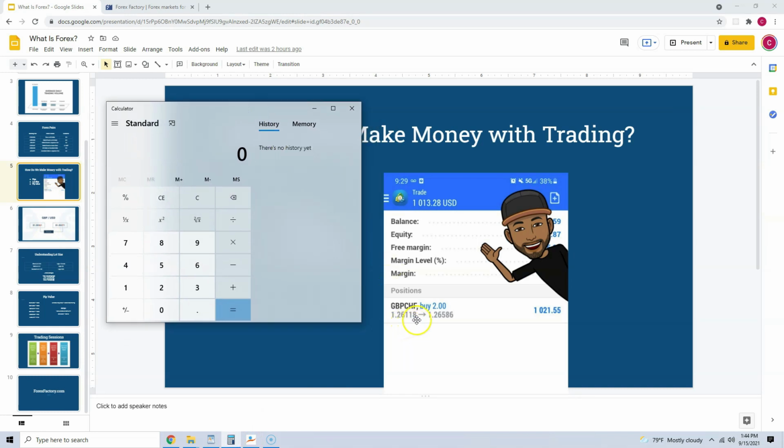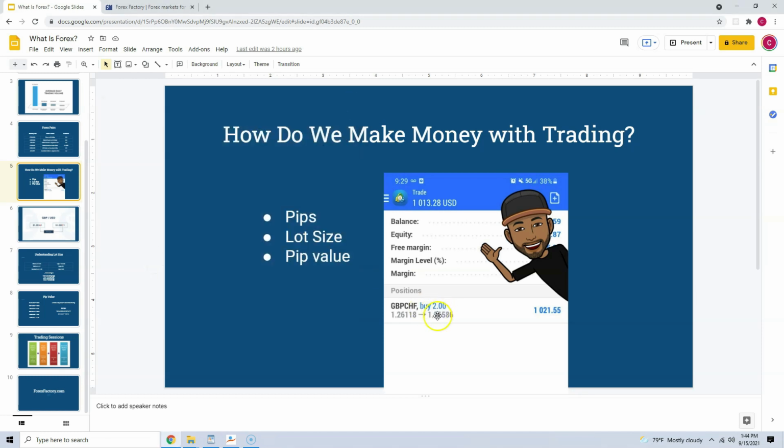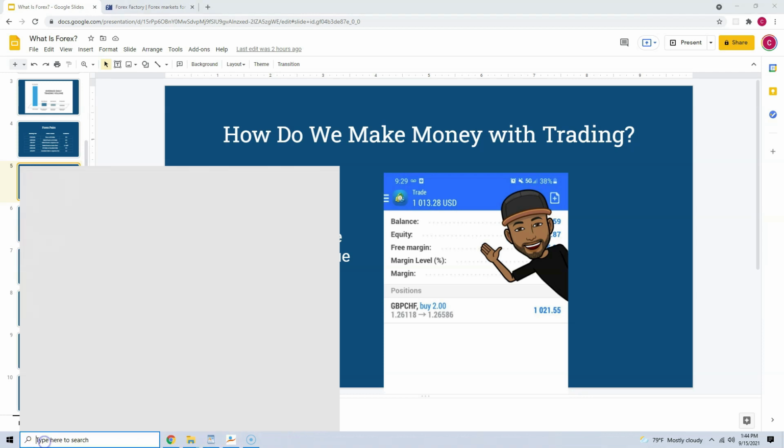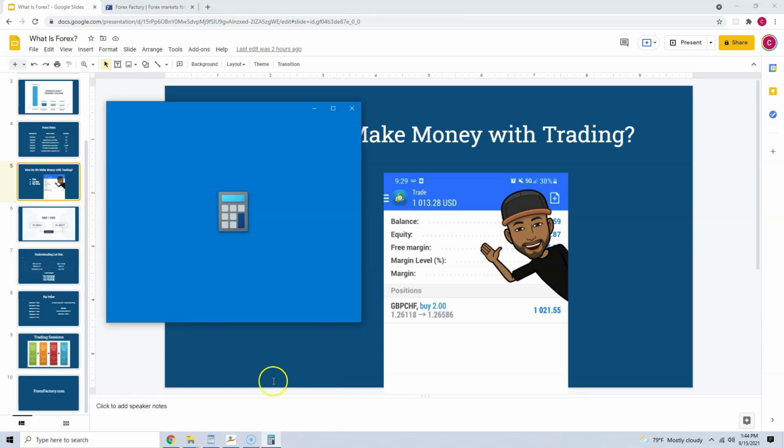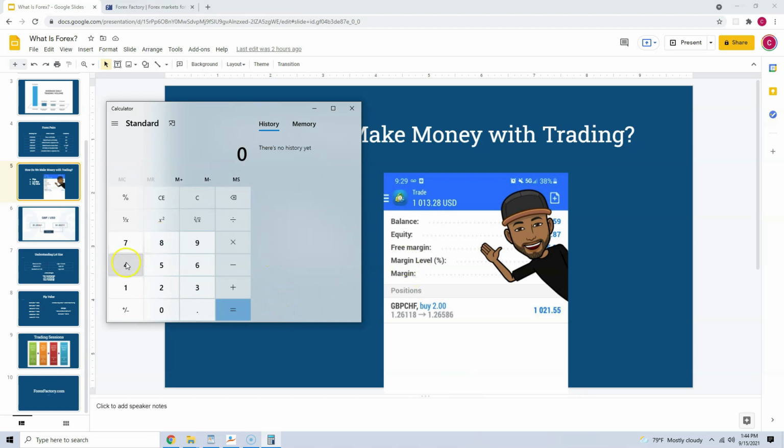Let's look at our pips. Remember, we act like the last number isn't even there. I'm going to just say 611 and 658. So 611 to 658. Let me do that backwards: 658 minus 611. That's 47 pips. All right. So 47 pips times my lot size, which is 2. That's $20. I just exited out of my calculator, didn't I? Dummy. But that 47 pips times $20, that's $940.